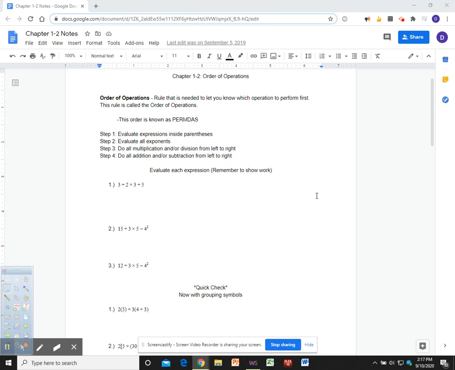Hi guys, today we are going to be learning about chapter 2, which is order of operations. Order of operations is the rule that we all need to follow in math that helps us figure out the answer in the correct order.